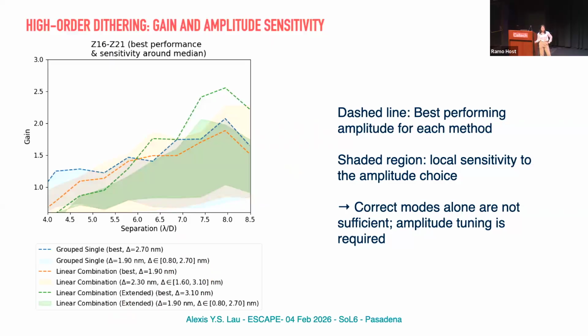For example, the small grid dithering technique would require some tuning of how far the steps need to go in order to maximize the gain that you can achieve. So yeah, I don't have much time, so I'm going to give you the key takeaway message and talk about what would be the implication on Roman.